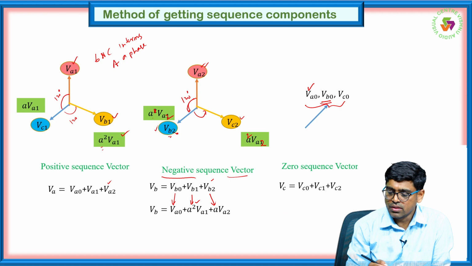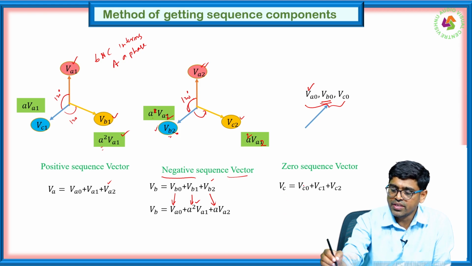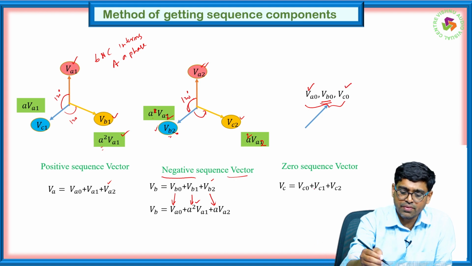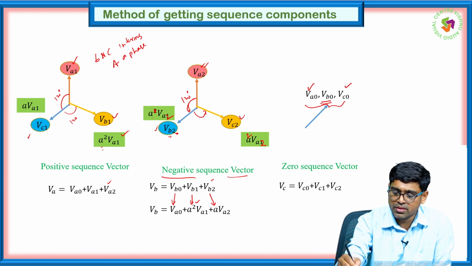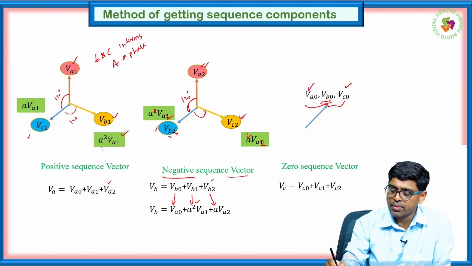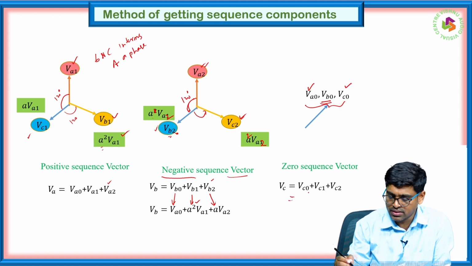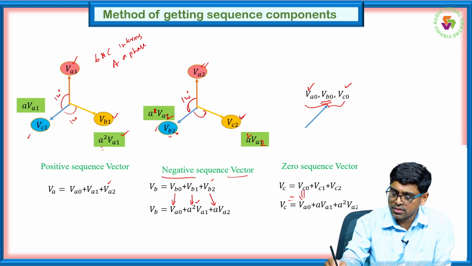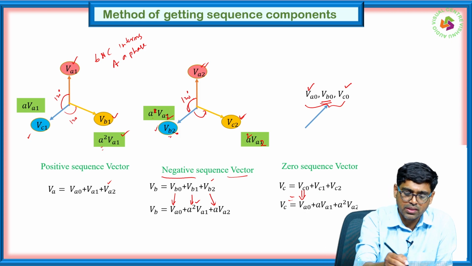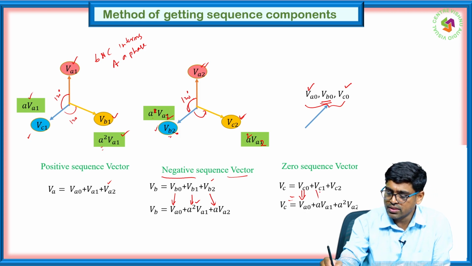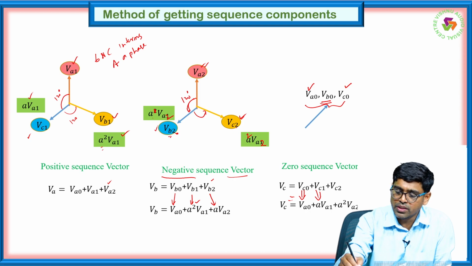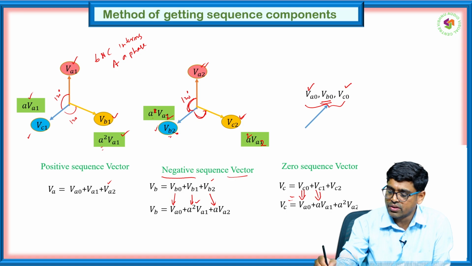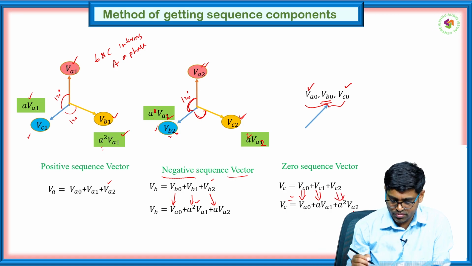Next is the C phase: VC equals VC0 plus VC1 plus VC2, and these three quantities are added. VC is nothing but VA0, since it is the same phase sequence, plus VC1, which is a times VA1, plus VC2, which is a squared times VA2, since it is 120 and 120 degrees.